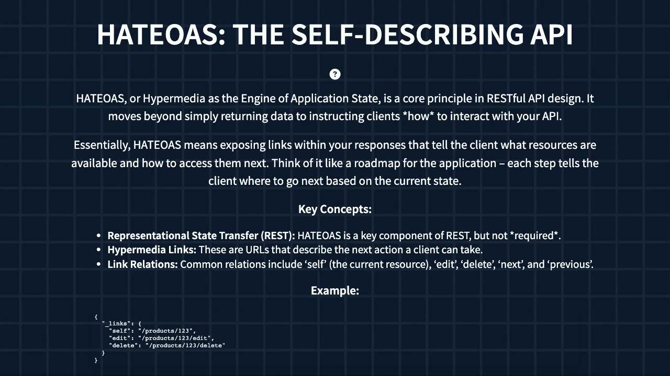Let's talk about HATEOAS, as it's a really important concept in building good RESTful APIs. Think of it as giving your clients a roadmap, rather than just handing them the data. It involves exposing links within your responses that tell the client exactly what they can do next, like edit this product or go to the next page.